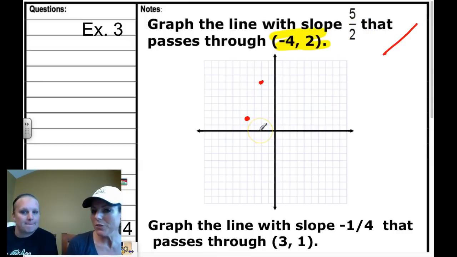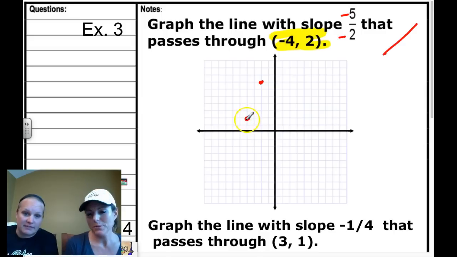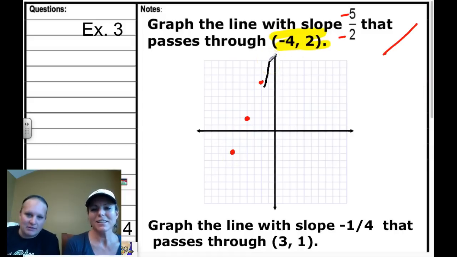But let's now do the other direction. Let's start at that point again. We can also go down negative 5 and to the left too, because negative over negative is positive. Right, so down 1, 2, 3, 4, 5. And to the left 2. And if we connect, oh boy, here we go. Good luck. To me, it's hard, but you guys can do it a lot better. There we go. But it should go through all the points.